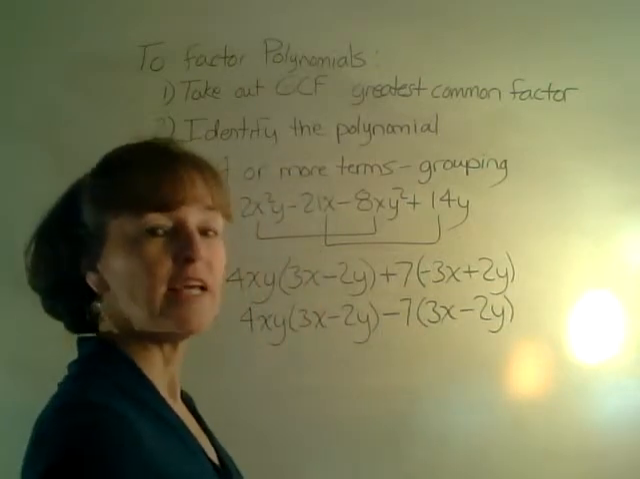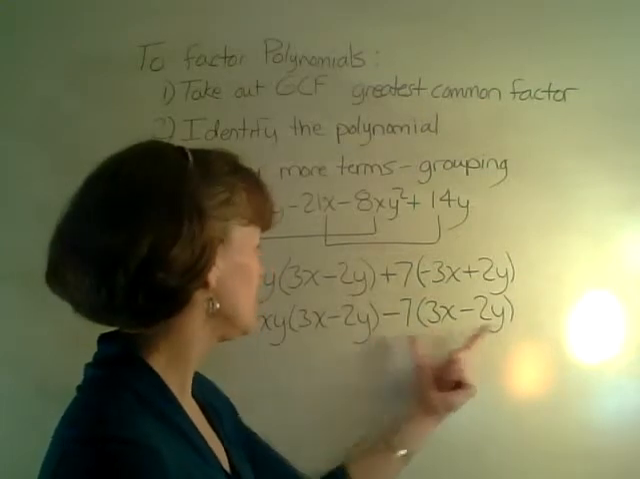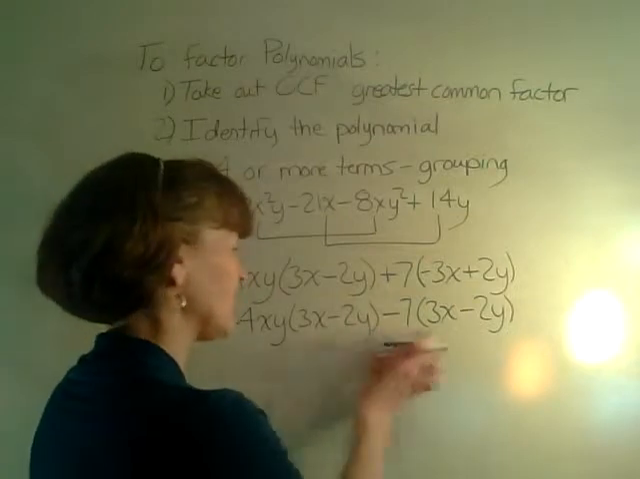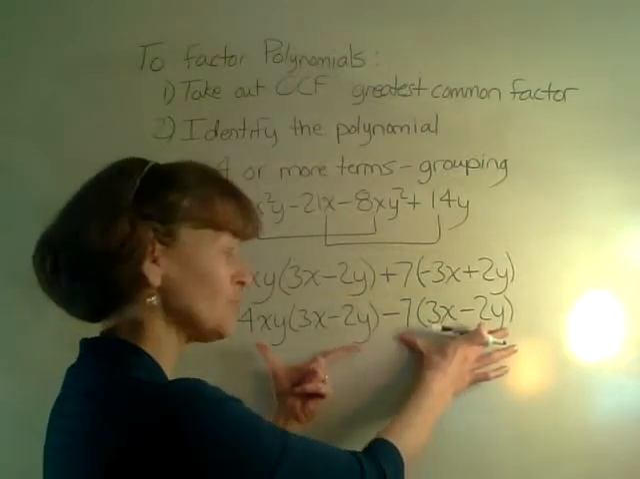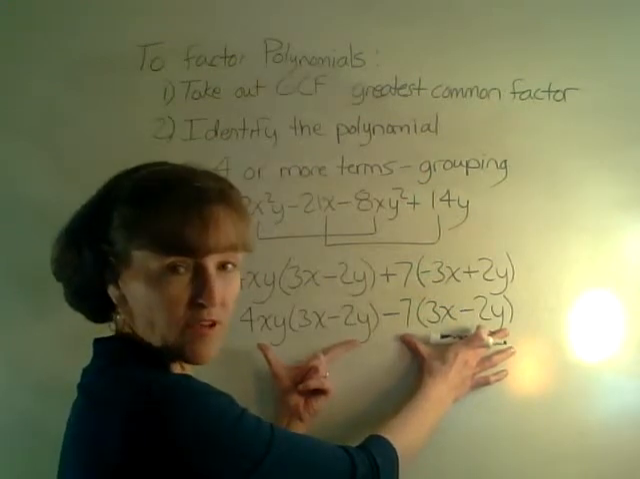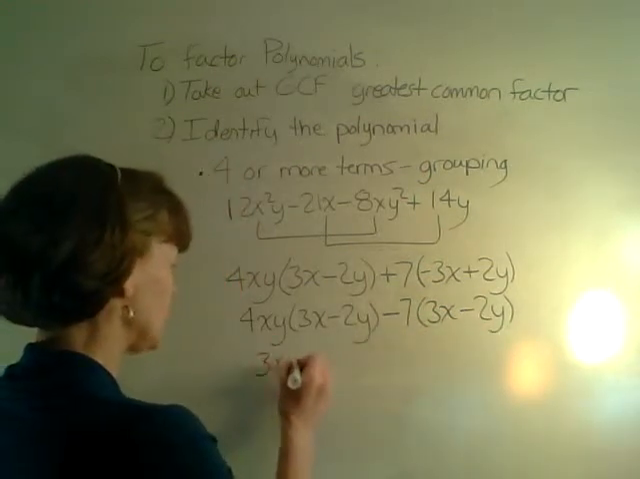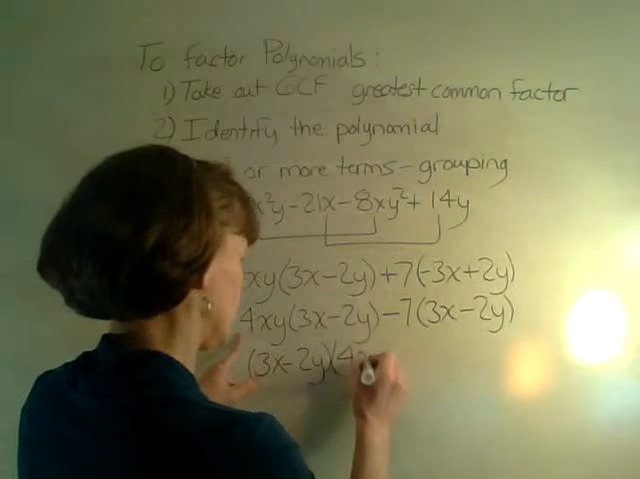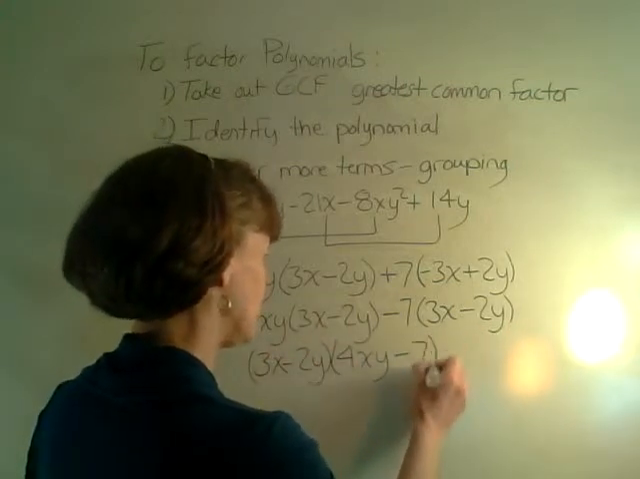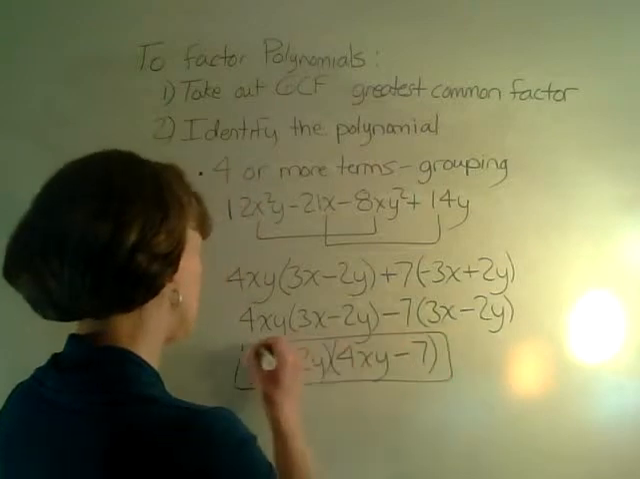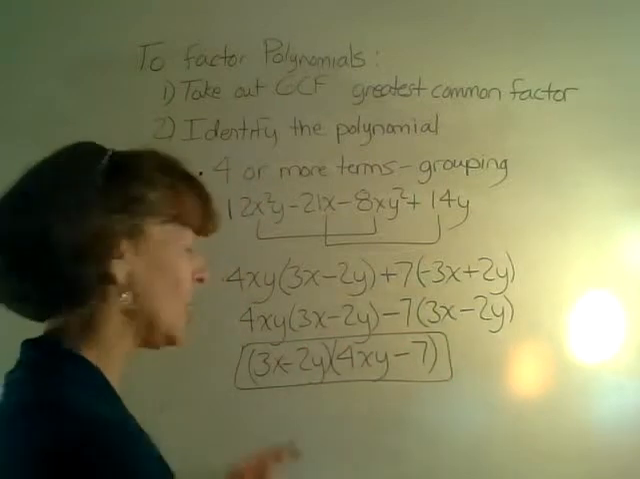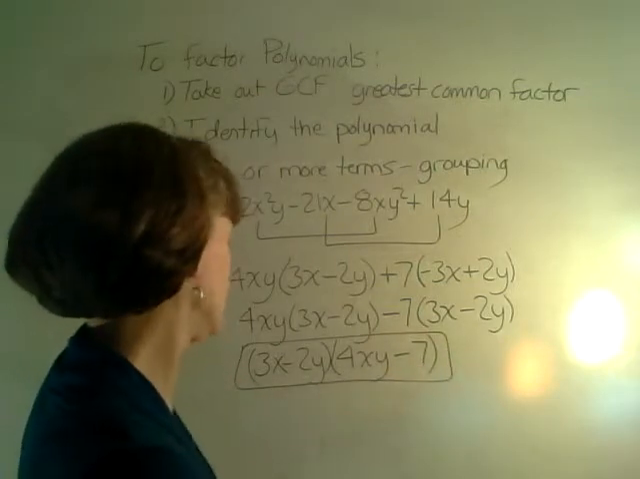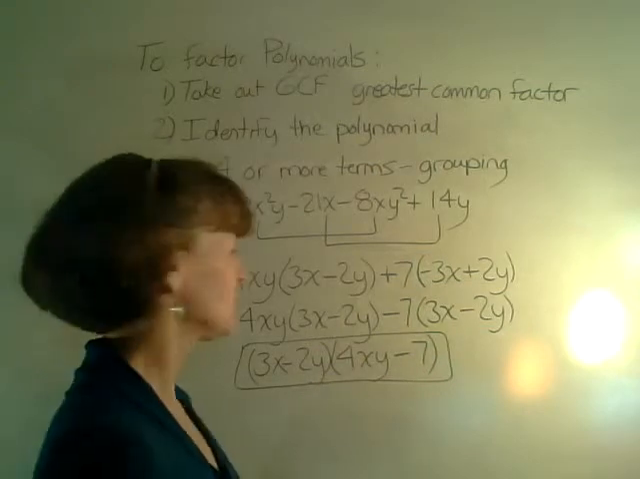Factoring out the negative 1 helps us to turn our binomial into its additive inverse so that these are exactly alike. We can't proceed until these factors are exactly alike, because now I have two terms in my polynomial, and they both have a common factor, and it's 3x minus 2y. So I will factor out the 3x minus 2y. And in this term I have a 4xy left, and in this term I have a minus 7 left. And I have factored my polynomial. Remember, you are through factoring when you have simply a product of either groups or letters or numbers.